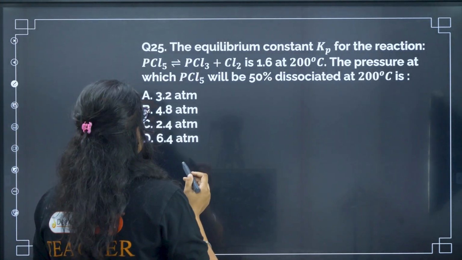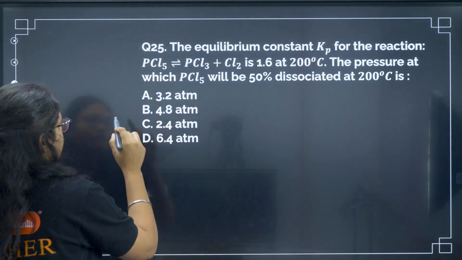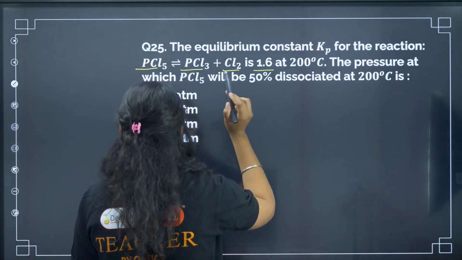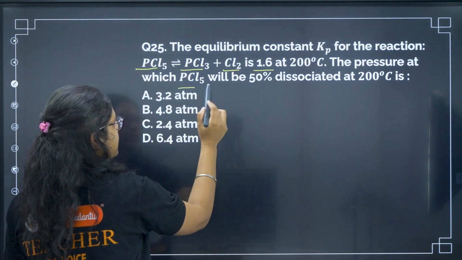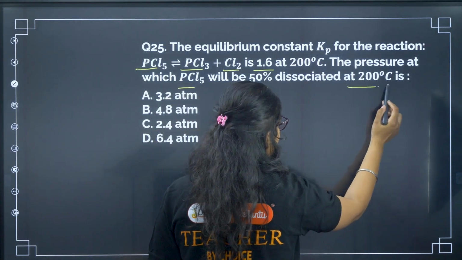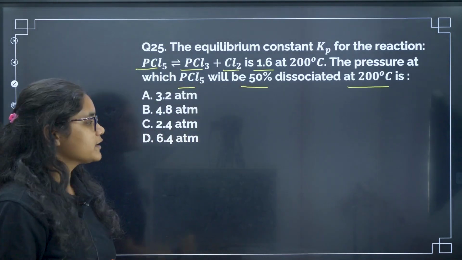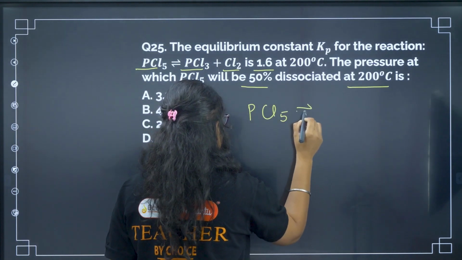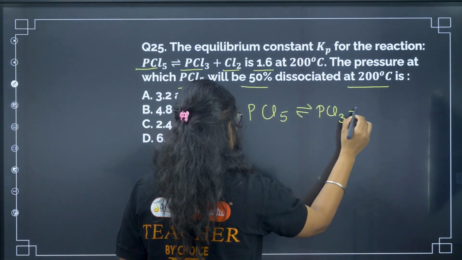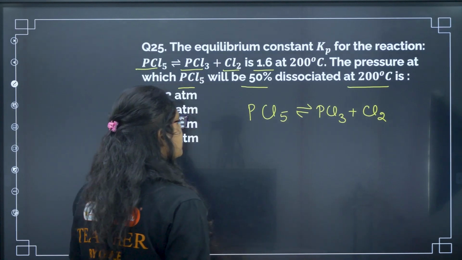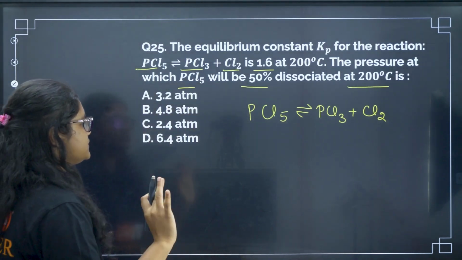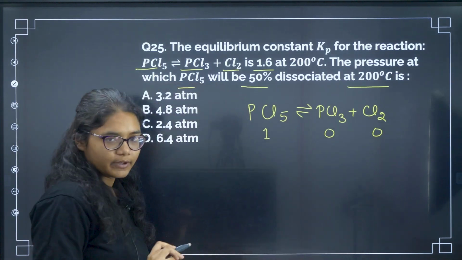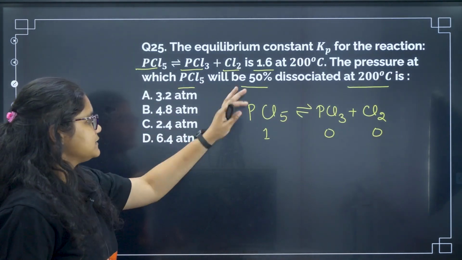Next, the equilibrium constant Kp for the reaction PCl5 gives PCl3 plus Cl2 is 1.6. The pressure at which PCl5 will be 50% dissociated at 200 degrees Celsius is. Okay, this is a very important question, so please understand this question. We have this one. Now what is done here? Let the pressure initially be 1. At that time PCl3 and Cl2 will not be there, so 0, 0. Now after a certain time 50% has dissociated.